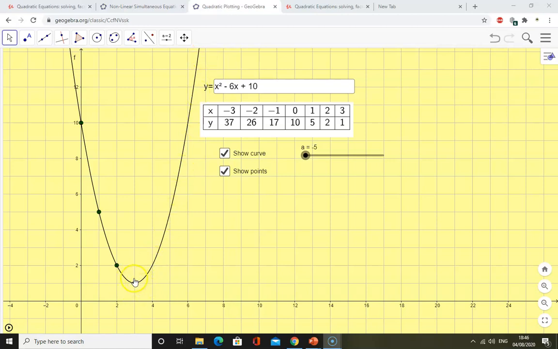What are the coordinates of this point? The coordinates of this point: x is 3 and y is 1. So 3 and 1. We found the coordinates of the turning point graphically. We plot the graph and we find the coordinates of this point, which is 3 and 1. That is graphically. Let us see if we can find the same coordinates algebraically by using completing the square.